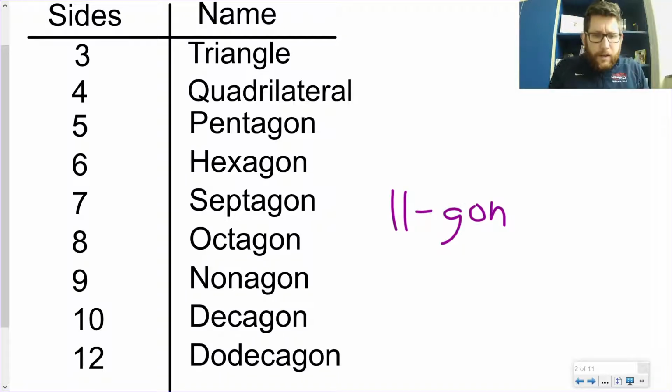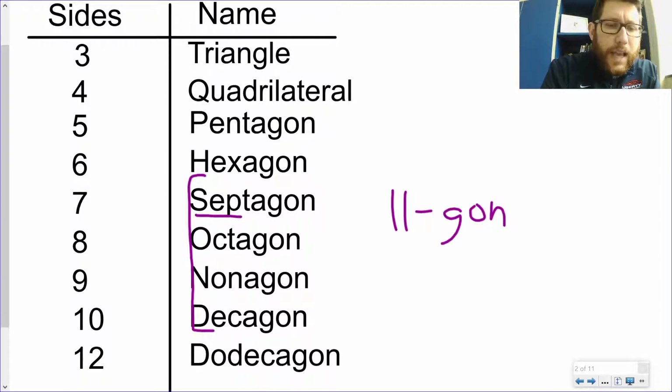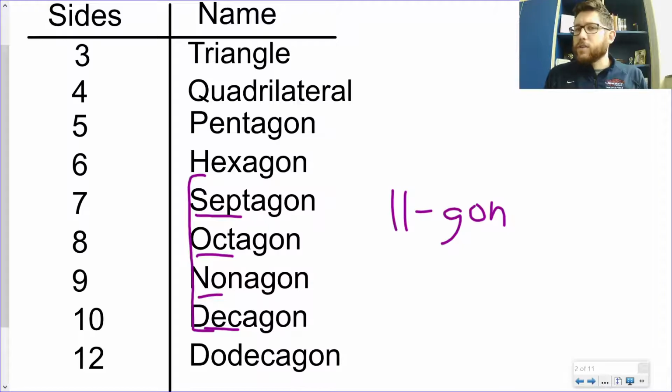Now there's one more thing that I do want to talk about here. Hopefully some of you picked up on a pattern here. Notice this. I've got septagon, octagon, nonagon, decagon. What does that sound like? Well, sept sounds like September, October, November, December. Those sound like the months. But here's the question. Why, if septagon means 7, is it the 9th month? Why is September the 9th month? Why is October the 10th month, not the 8th month, and November and December?